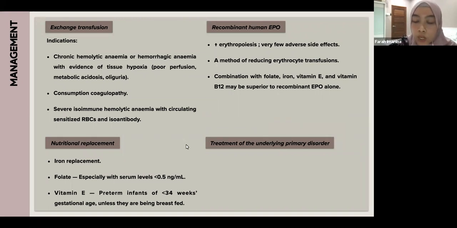And the last one, the important one, we need to treat the underlying primary disorder. For example, in hemolytic anemia, it might be due to infection. So of course, we need to treat the infection to treat the patient.